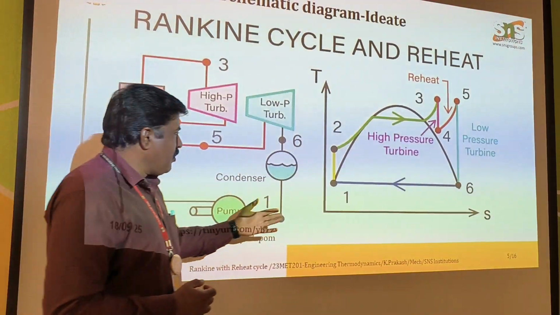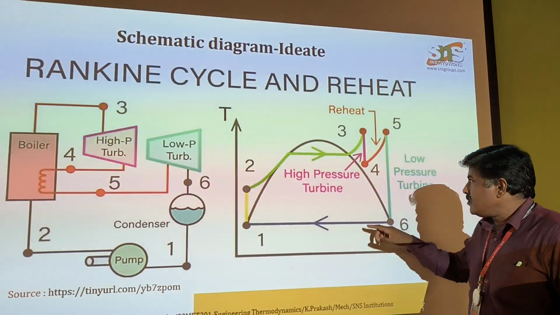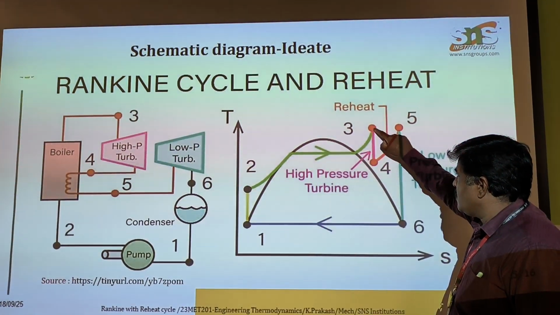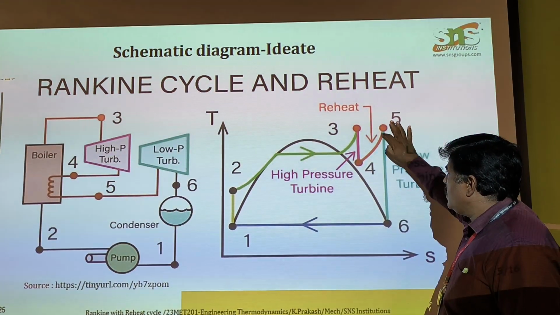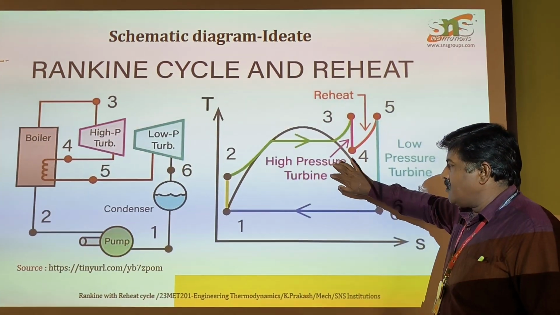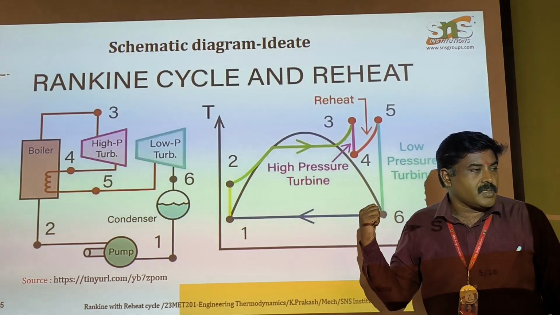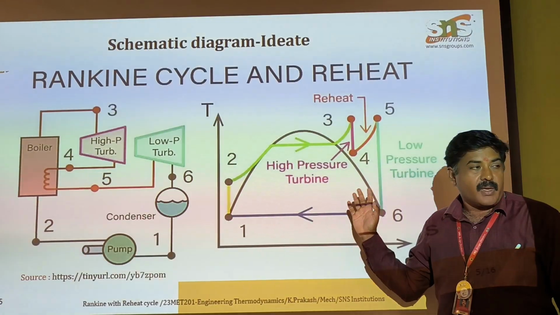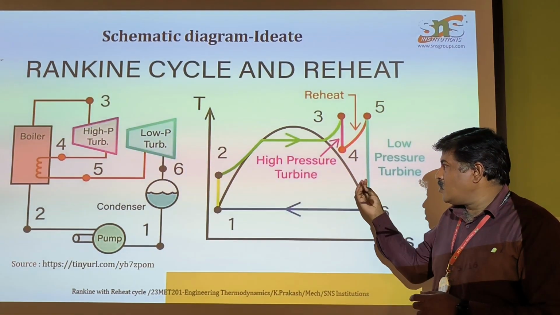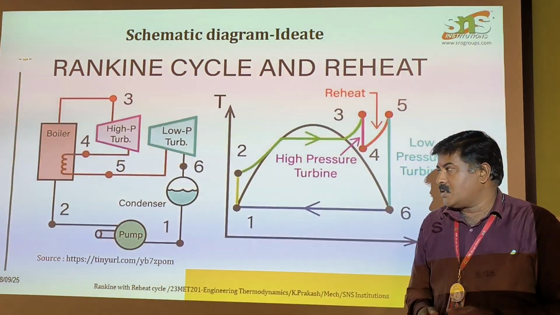Using this temperature-entropy diagram, you can see the increase in the superheated steam. This area is the superheated steam area. Here is the dry steam and wet steam area, and this is liquid. More work is extracted in the Rankine cycle with reheat, because the waste heat going outside is utilized to reheat the steam so that the work output is increased.